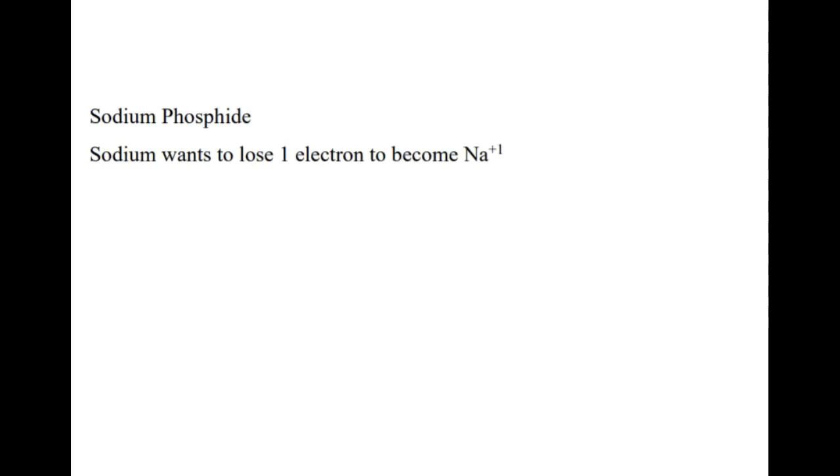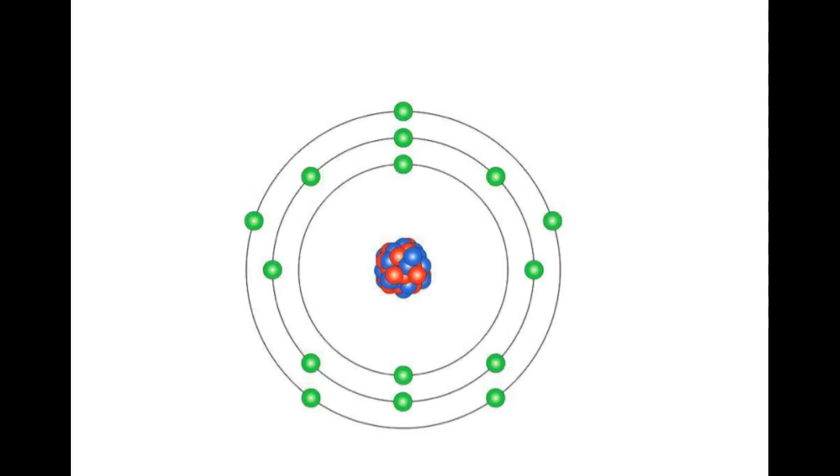Let's take a look at sodium phosphide. Now, sodium is still sodium. Sodium wants to lose one electron to become Na+1, just like before. Sodium always wants to lose one electron. Let's take a look at a picture of phosphorus. This is phosphorus. It has 5 electrons in the outer shell. All right. It wants to gain 3 more electrons. Why? Because if it gains 3 more electrons, it'll have 8 electrons in the outer shell. That'll be a full outer shell.